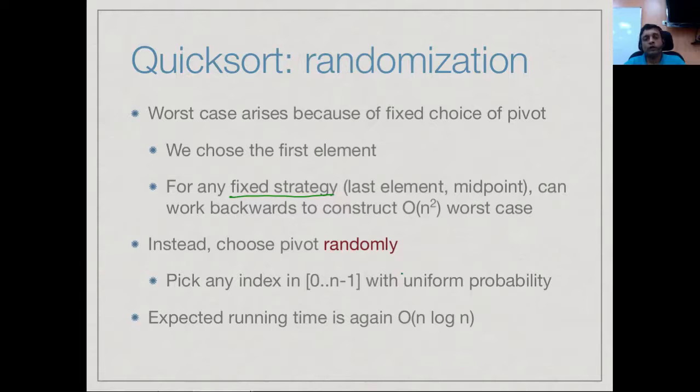So if you roll a fair die, you'll get any number between 1 and 6 with equal likelihood. So now we have an n-sided die. We throw it, and whichever number comes up, we pick that as a pivot. So now the behavior of this algorithm is not fixed, right? It depends on how this die rolls. So this is a different type of algorithm called a randomized algorithm.